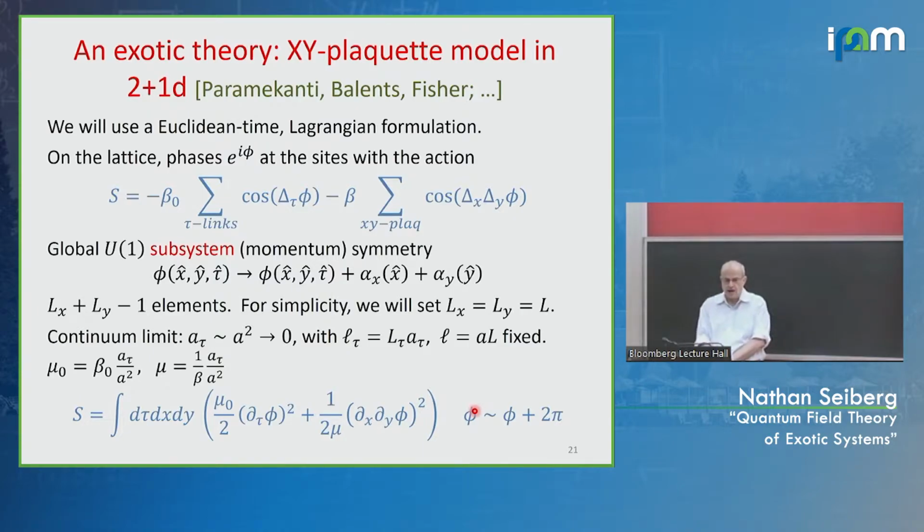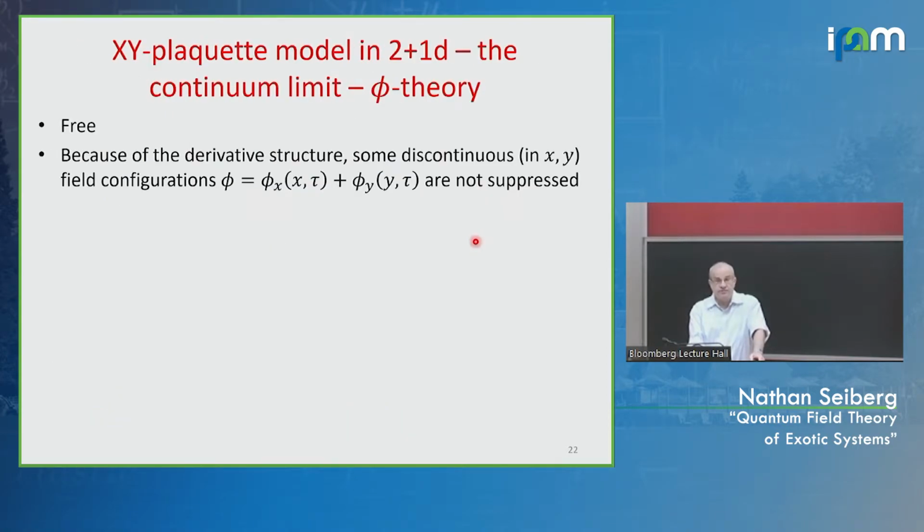It's quadratic, unlike this model that has cosines. This is quadratic, so it's free, it's easier, and phi is circle valued, and we're going to analyze this theory as a candidate for the long distance behavior of this one. So the discussion is very similar to what we did in the XY model, not the XY plaquette, the XY model last time. It's free.